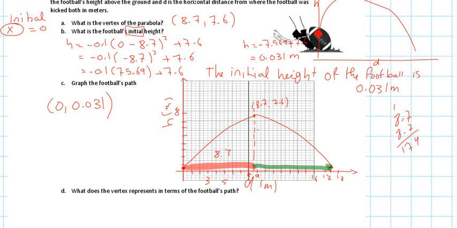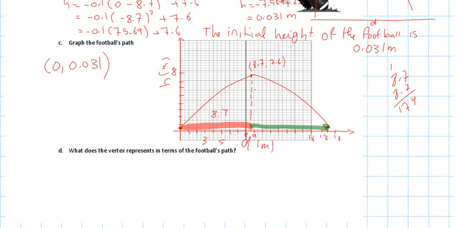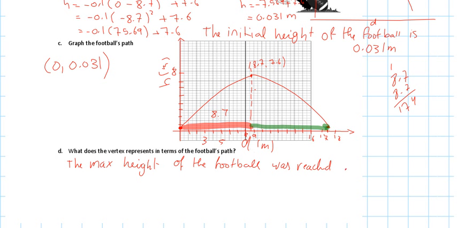Now it's asking, what does the vertex represent in terms of the football path? So it says that the maximum height of the football was reached at a horizontal distance of 8.7 meters and a height of 7.6.